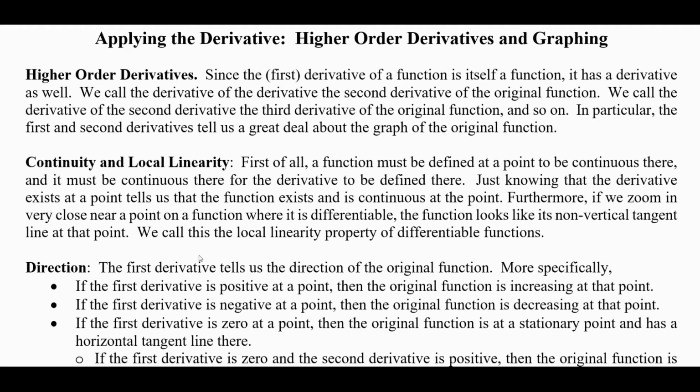Continuity and local linearity. First of all, a function must be defined at a point to be continuous there, and it must be continuous there for the derivative to be defined there. Just knowing that the derivative exists at a point tells us that the function exists and it is continuous at that point. Furthermore, if we zoom in very close near a point on a function where it's differentiable, the function looks very much like a non-vertical tangent line to the curve at that point. So basically, it looks kind of like a line if we zoom in close enough. We call this the local linearity property of differentiable functions.